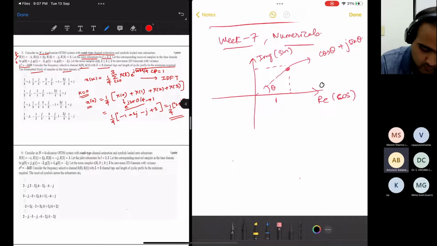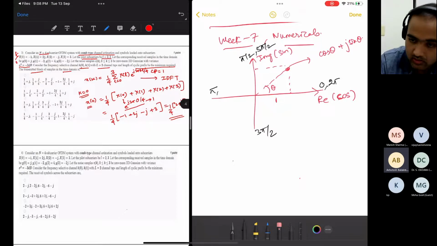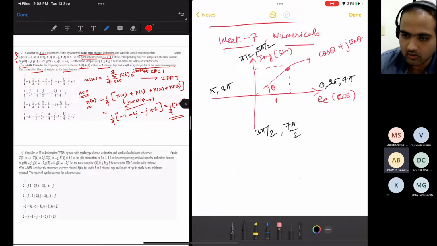And one more thing which you can know. If this is 0, then you have pi by 2, then pi, then 3 pi by 2, then 4 pi by 2. What is 4 pi by 2? It is 2 pi. Then 5 pi by 2, then 6 pi by 2, which is 3 pi. Then 7 pi by 2, then 8 pi by 2. What is 8 pi by 2? It is 4 pi. So just see which angle is falling on which axis.